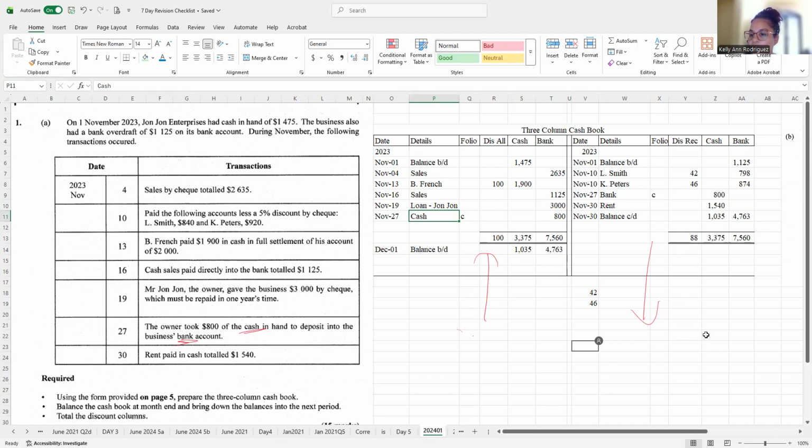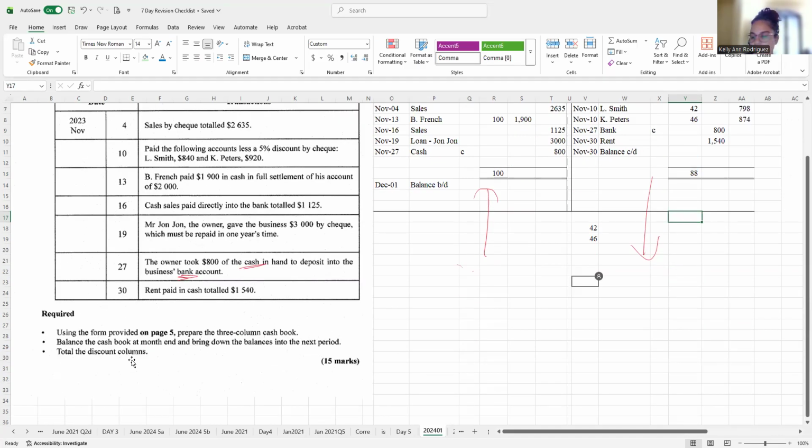And I tell students when you're balancing your account, let me just do it quickly here so that you all will see. In a cash book, always balance one column, one account at a time, because a 3-column cash book has 3 accounts. You don't balance a discount allowed and discount received. All you do is put a total. So discount allowed is 100 and discount received is 88. So you just put the total. You don't balance that. You just total it. I think the examiner said to total the discount columns. You see it down here, total the discount columns.